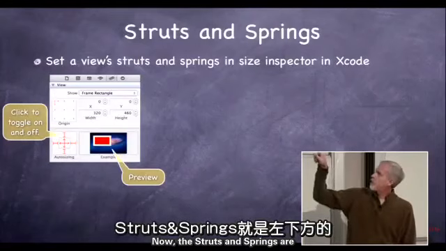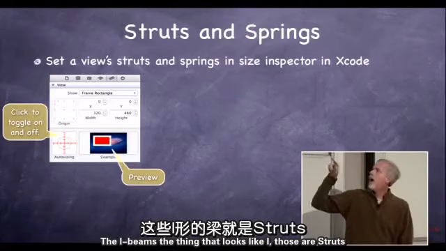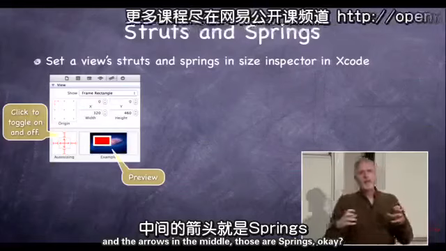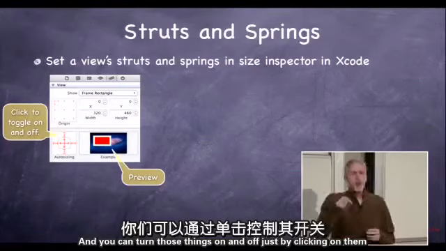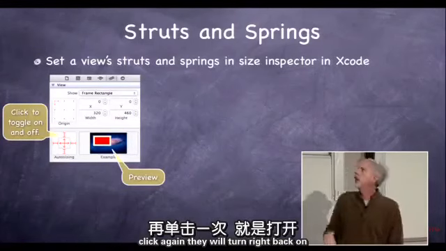Now, the struts and springs are the little red things in the lower left. The I-beams, the things that look like eyes, those are struts. And the arrows in the middle, those are springs. They don't look like springs, but that's what we call them. You can turn those things on and off just by clicking on them. They toggle. You click on one, it'll turn off. You click, it'll turn right back on.